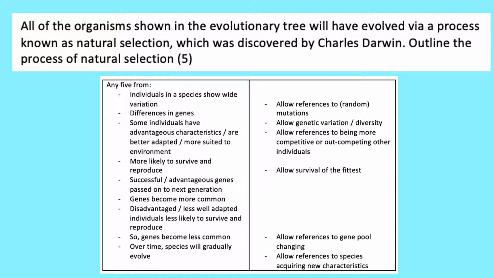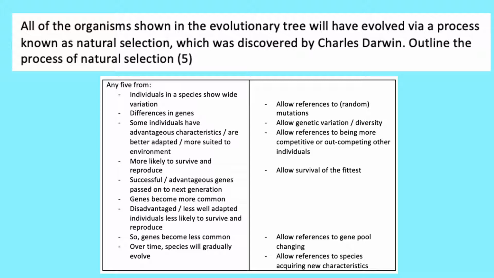So individuals in a species will show a wide variation. That is due to genetic variation, so differences in genes. That could be mutations or different alleles that they have. For example, blue eye colour and brown eye colour are the different alleles, different versions of the same gene.